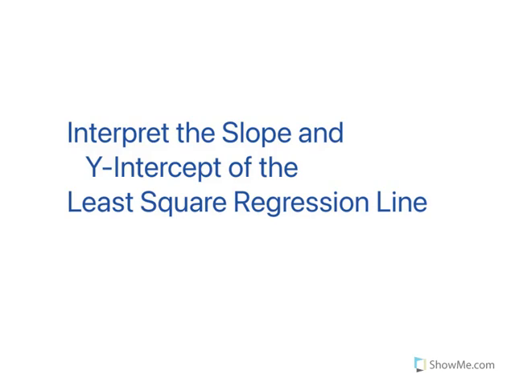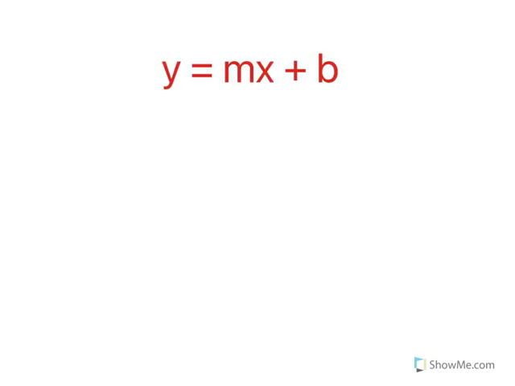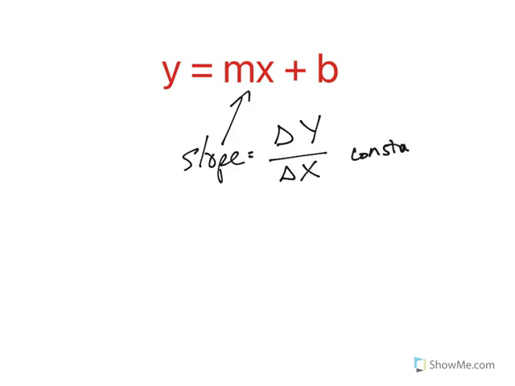Let's interpret the slope and the y-intercept of the least squares regression line, sometimes called the line of best fit. Now, we know that y equals mx plus b is slope-intercept form. So here we have the slope, and remember that slope is the change in the y value over the change in the x value. It's the constant rate of change. So that is something just to keep in mind.